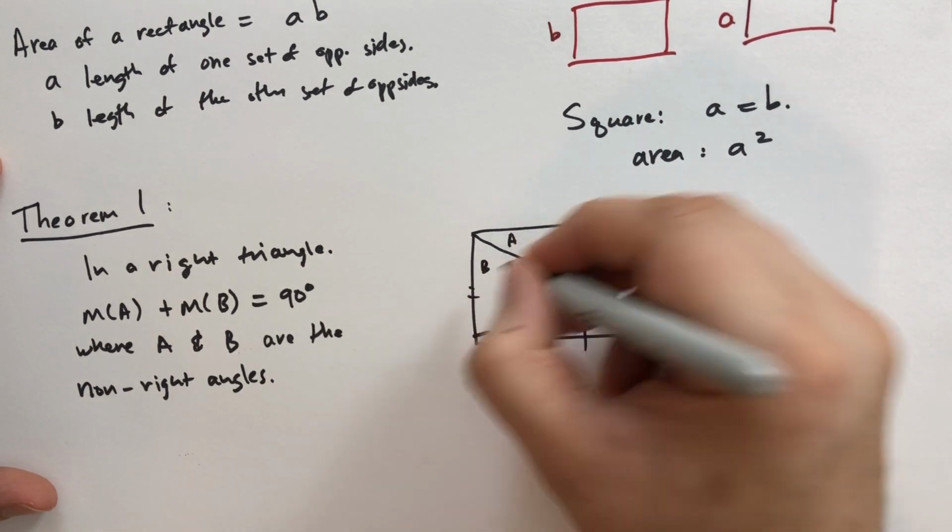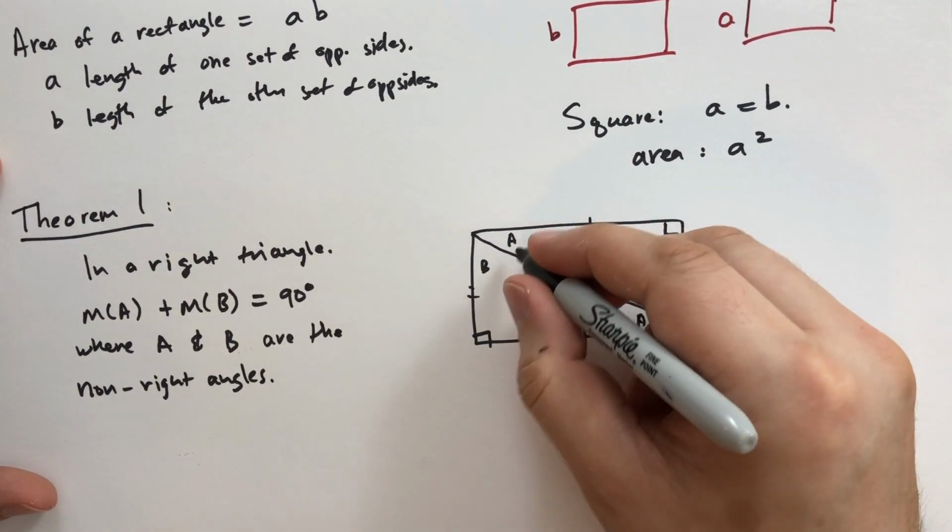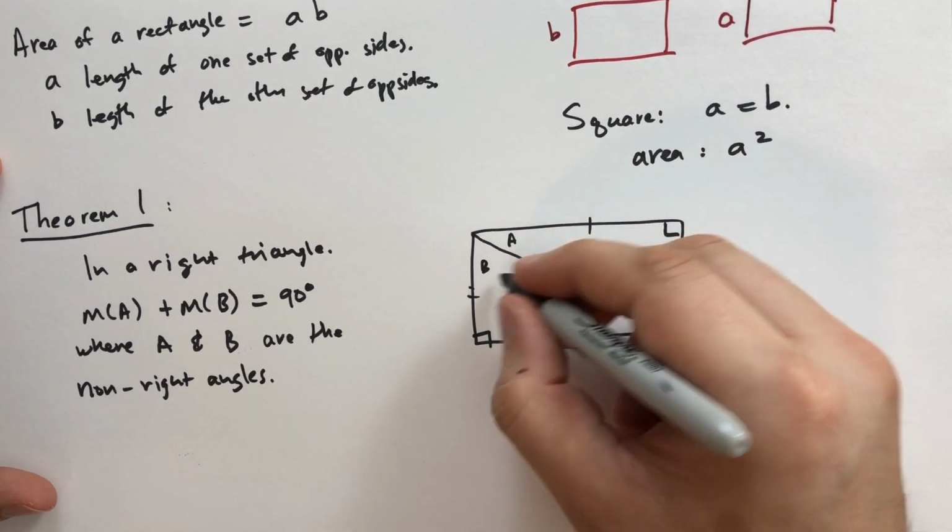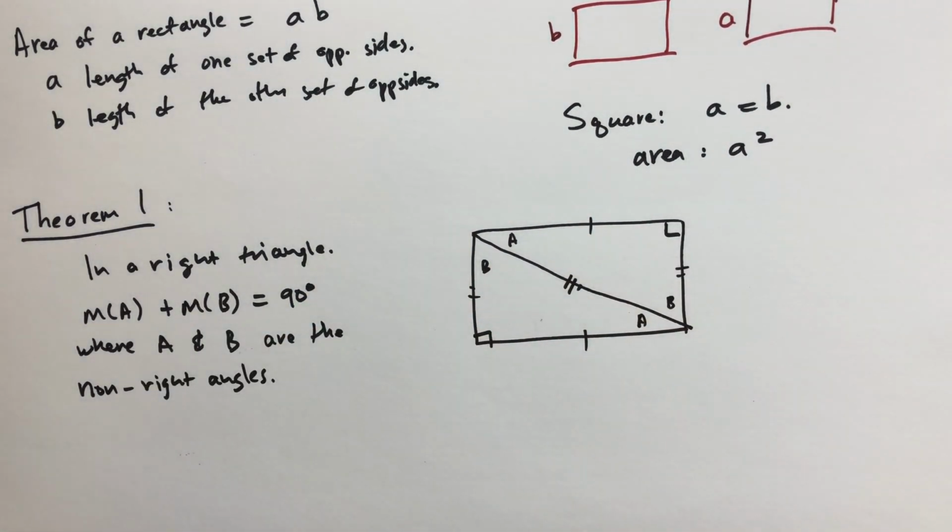And if you look at it, then these two angles, A plus B, the measure of angle A plus the measure of angle B, must add up to this 90-degree corner. And that's why theorem 1 is proved using rectangles, okay?